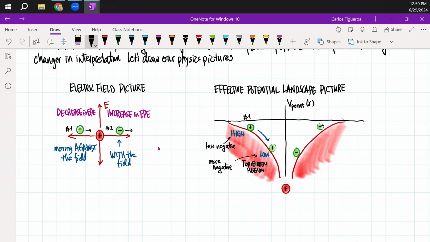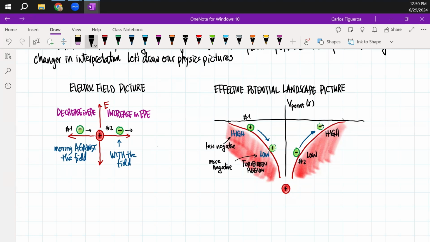So this is number two. What you're seeing here is that the charge is going upwards like this, and it's moving from low potential to high potential.